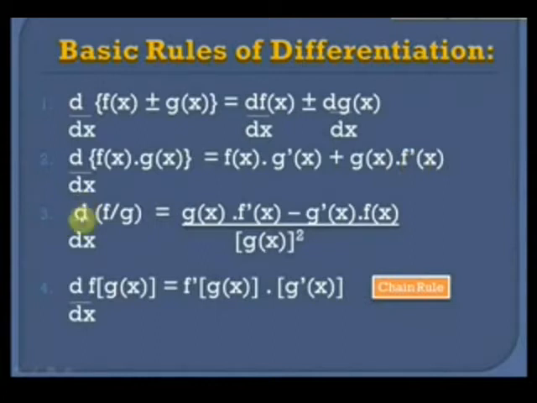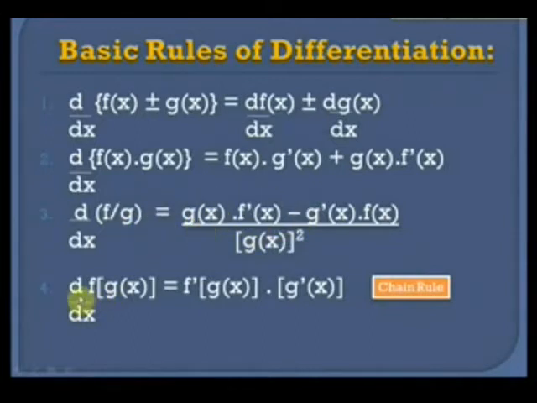The third is d by dx of f by g. Now if any function is of the form of f(x) by g(x), the differential coefficient is equal to g(x) into f dash x minus g dash x into f(x) divided by g(x) whole square. That is, the differential coefficient of any function of the form f by g is equal to denominator into the differential coefficient of the numerator minus the differential coefficient of the denominator into numerator, whole divided by the square of the denominator. This is also called the quotient rule.